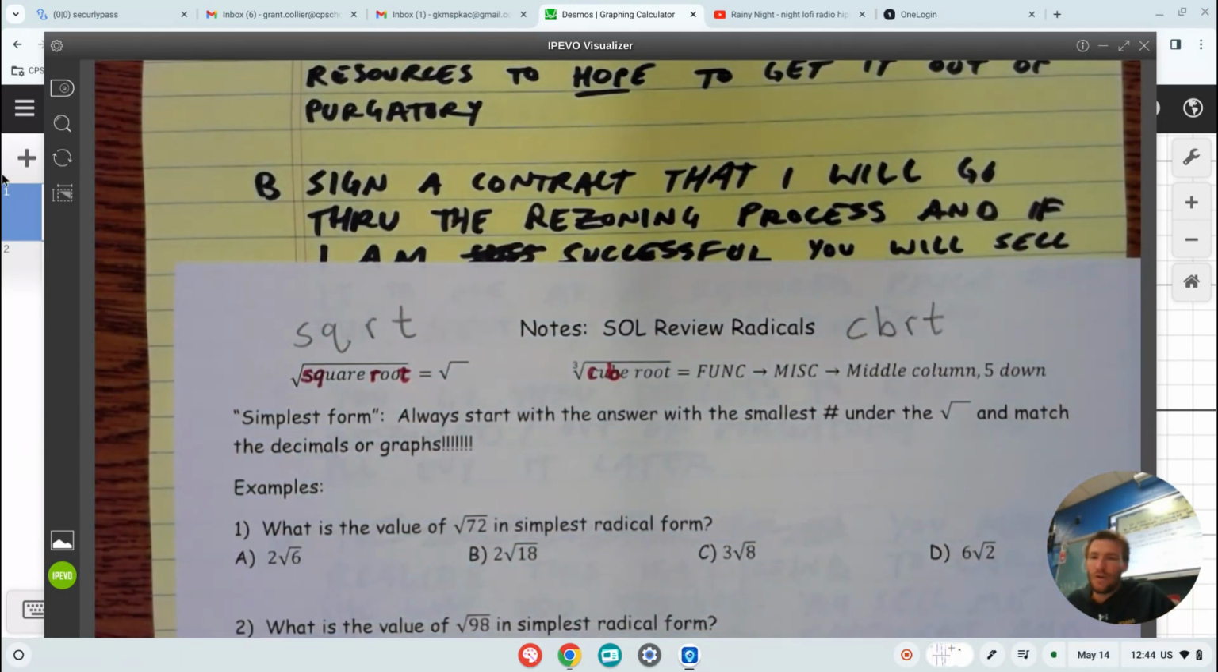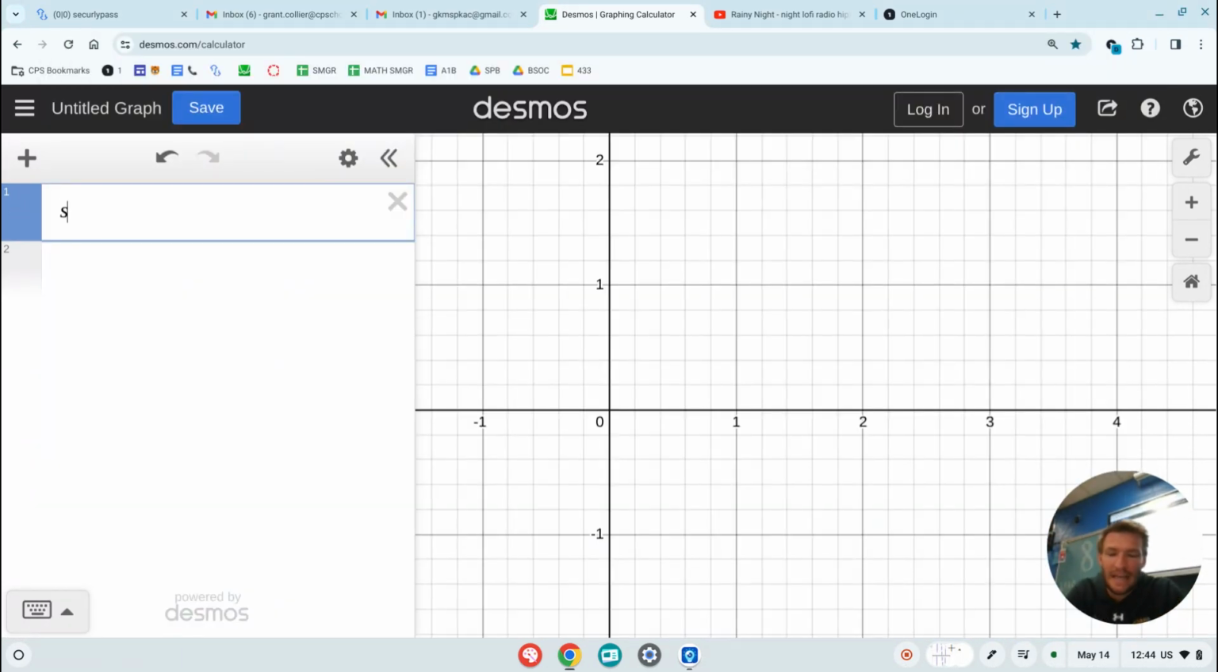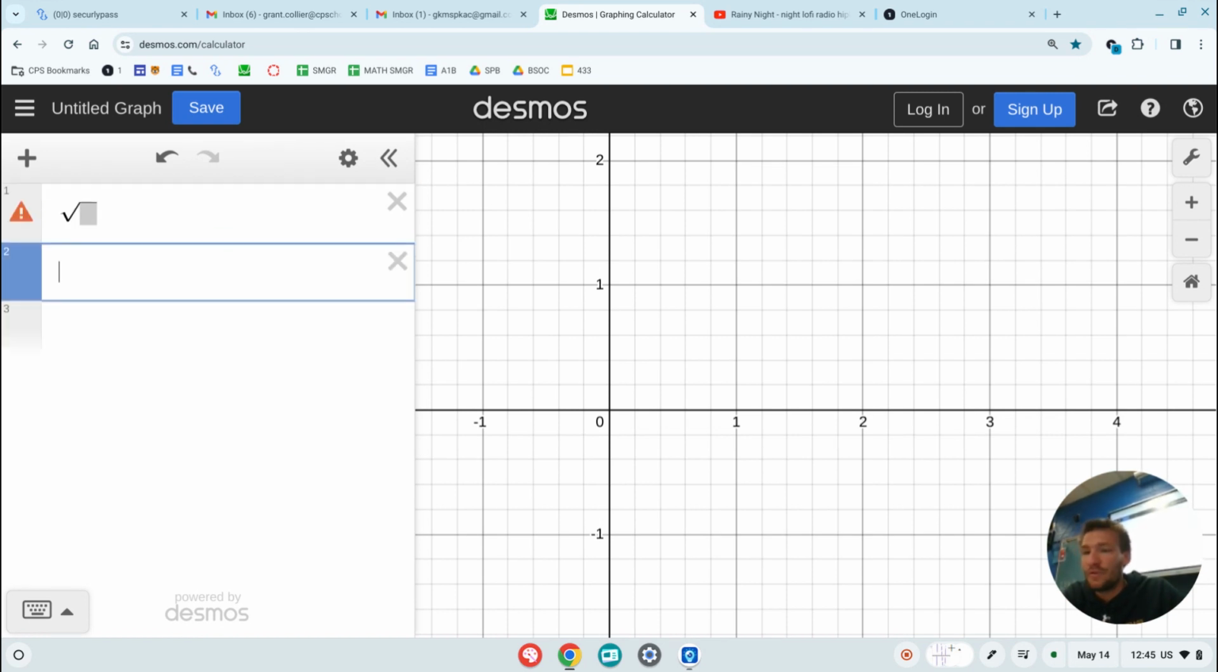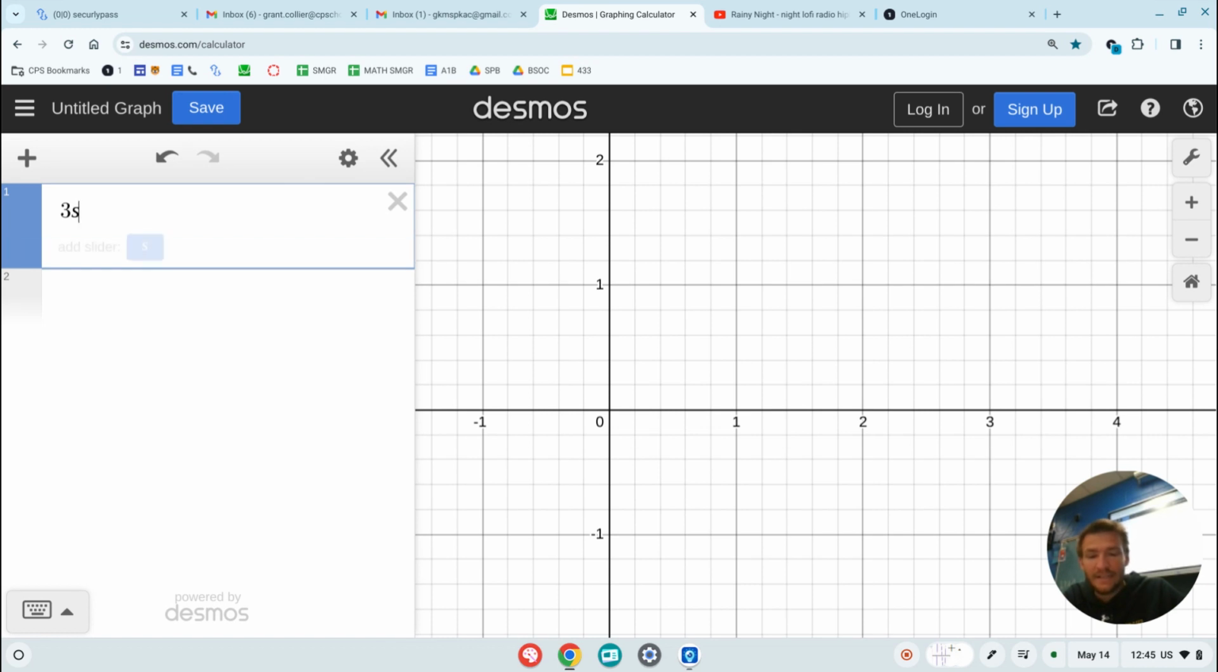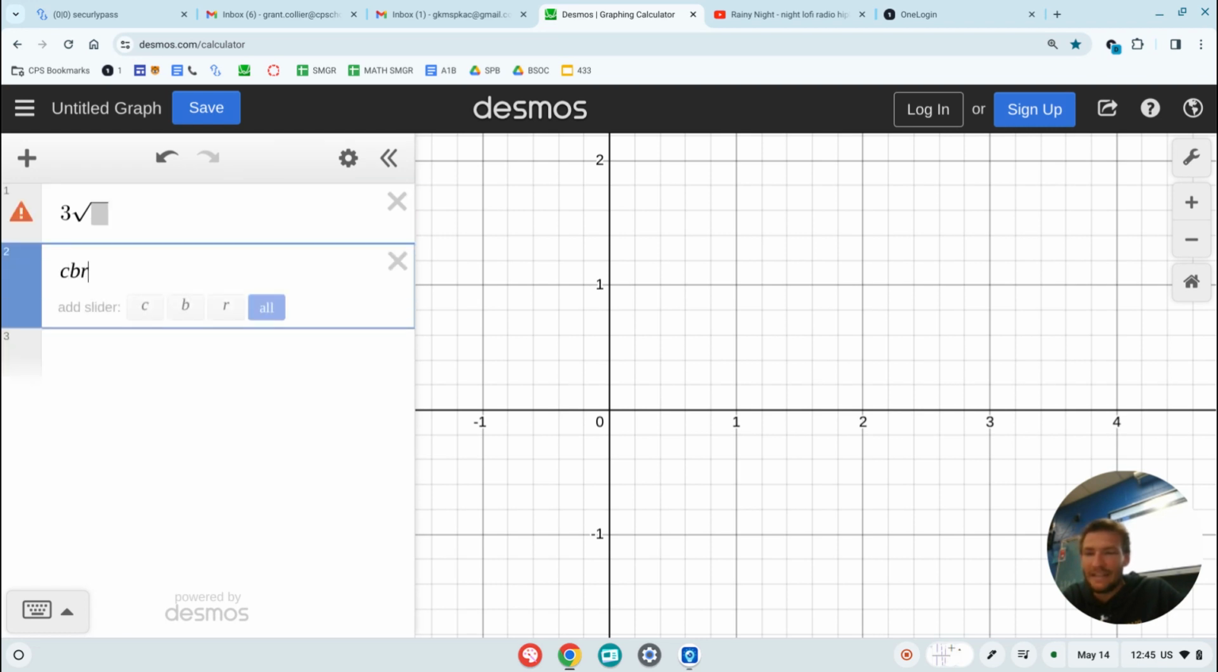So it's probably worth practicing that just for a second. SQRT. And if you type that in, you're going to get a square root. CBRT. And if you type that in, you're going to get a cube root. I just want to say that 3 square root is not a cube root, right? This is very different than CBRT. We need that floating 3, and it has to be on top of the root.